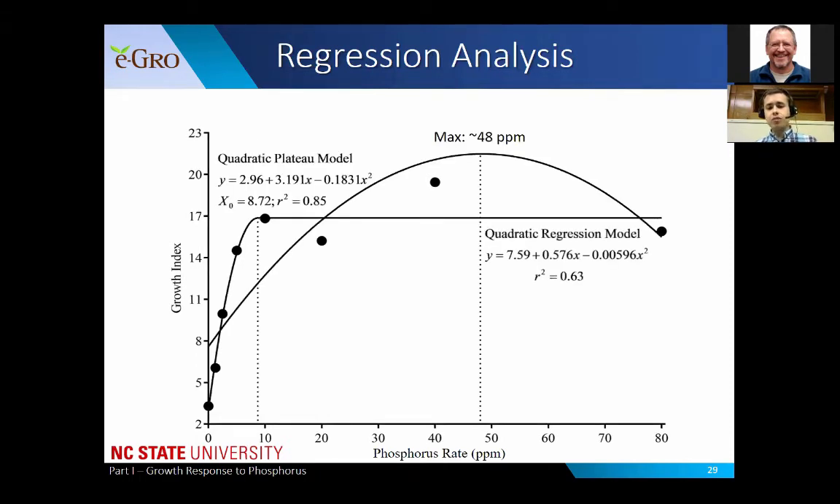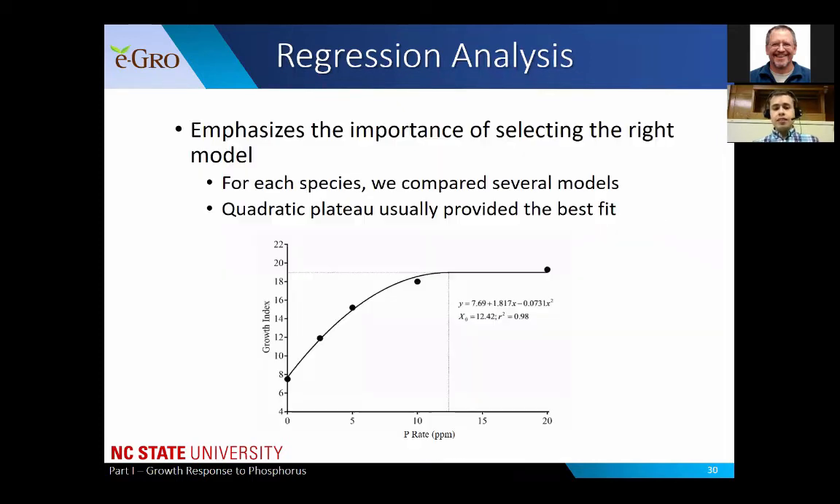And if you compare this quadratic plateau model with the regular quadratic regression model, you can see that with the quadratic plateau model, you reach maximum growth with 8.72 parts per million phosphorus, but with the quadratic regression model, you reach that with 48 parts per million phosphorus. So that's a very, very large difference between these two models. And we can tell that the quadratic plateau model definitely did fit what we visually saw in the experiment much better than the quadratic regression model. So this really emphasizes the importance of selecting the right statistical model for each species.